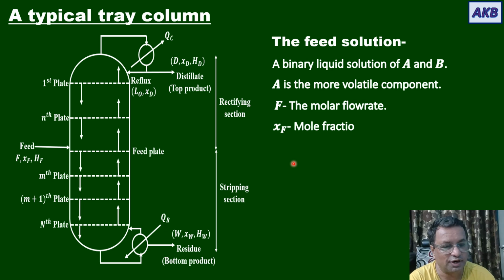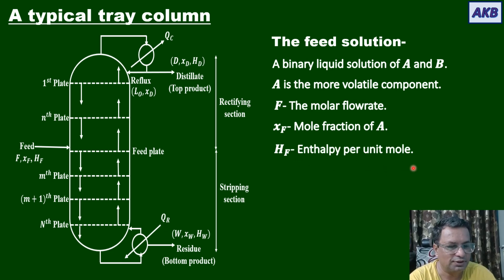XF is the mole fraction of A, which is the more volatile component in the feed solution. So XF is the mole fraction of the more volatile component in the feed solution. In this case, the more volatile component is A. Then HF is enthalpy per unit mole, enthalpy per mole. It could be kilojoules per kilomole, for example. So HF represents enthalpy per unit mole of the feed solution.